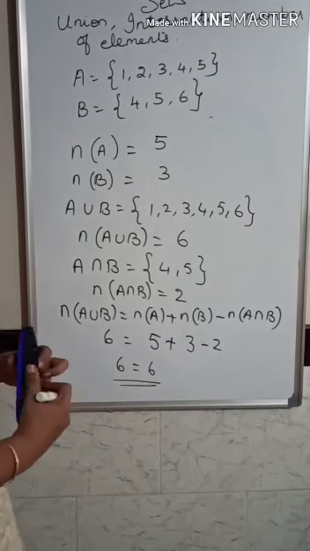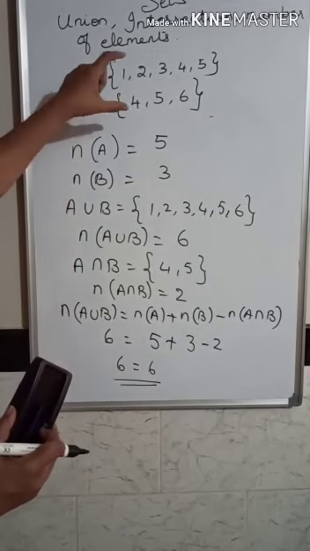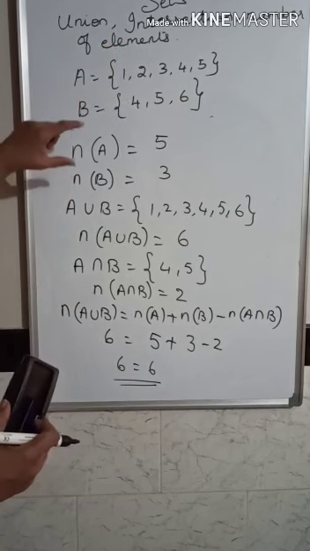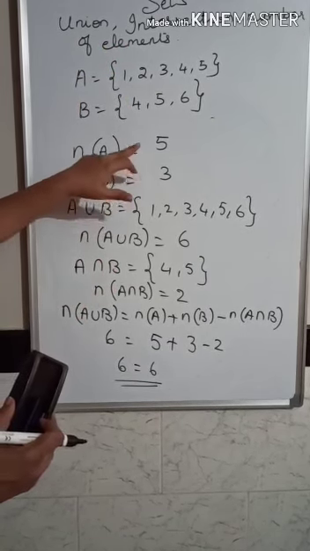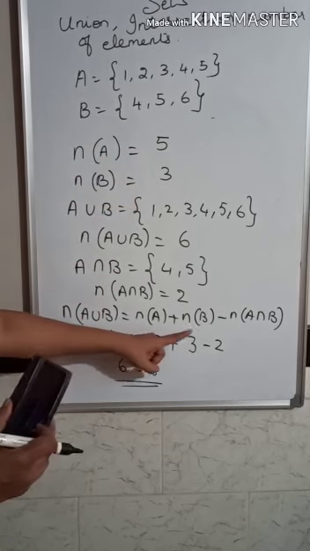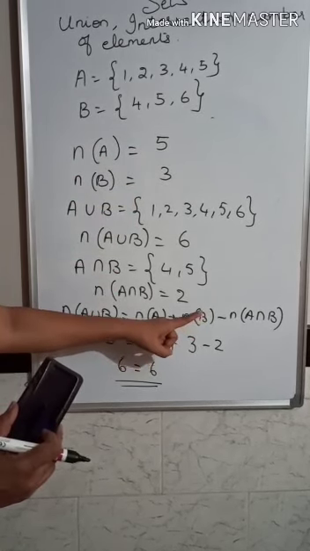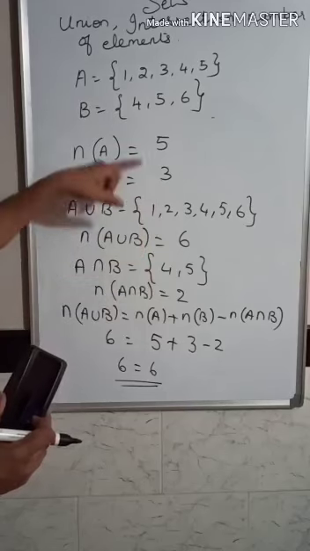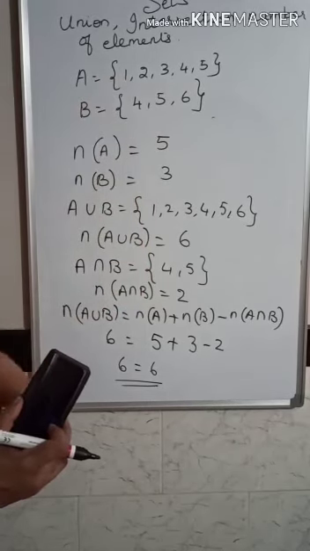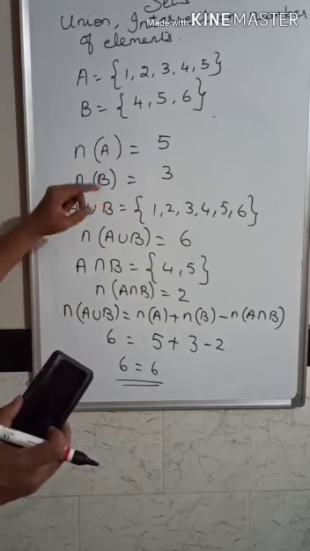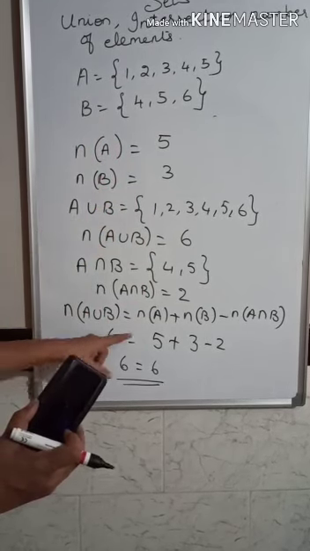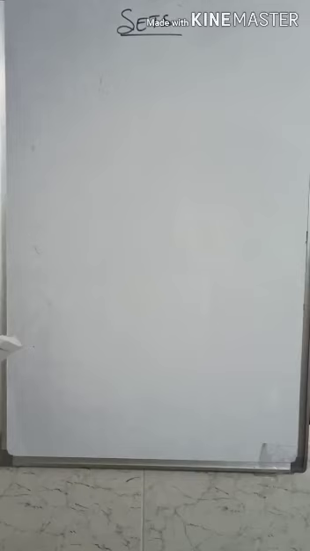are equal. So if you consider any two sets and you find out the union, intersection and the number of elements of each set, this relation will be true for all the type of sets. So this is the relation that you have got between the number of elements in each set, finding out its union and intersection and verifying the relation.